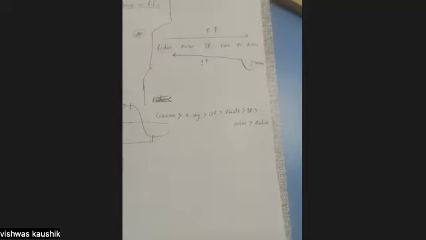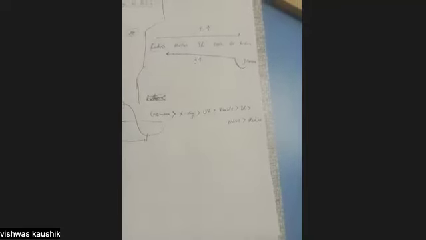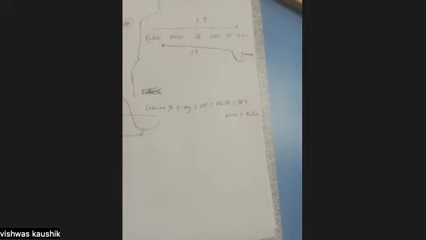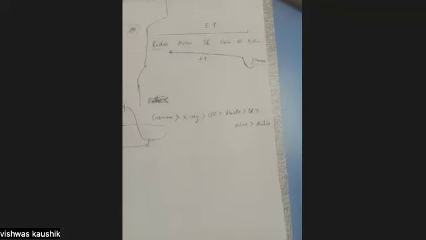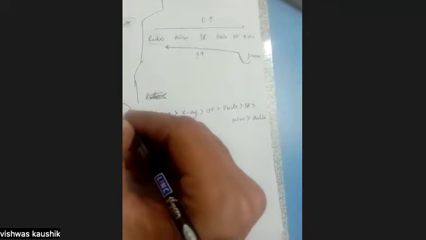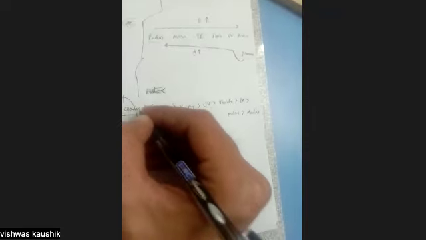Radio waves have the least energy, and gamma radiations have the highest energy. The maximum is cosmic rays. Cosmic rays are highest, then gamma. Cosmic, gamma, X-ray, UV, visible, IR, micro, and at last radio.